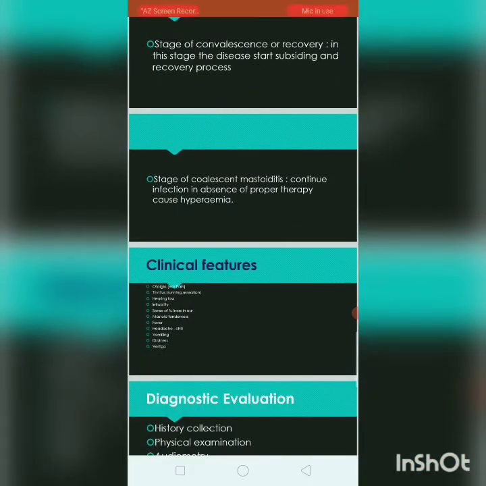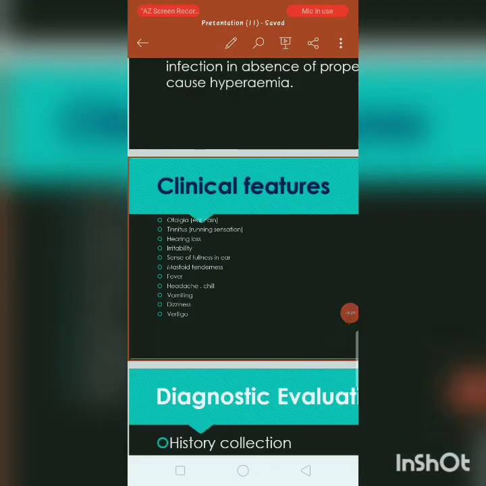Next, we will see the clinical features, the signs and symptoms, of acute otitis media: otalgia, then tinnitus, hearing loss, irritability, sense of fullness in the ear, mastoid tenderness, fever, headache, chills, vomiting, dizziness, and vertigo. So these are the clinical features of acute otitis media.